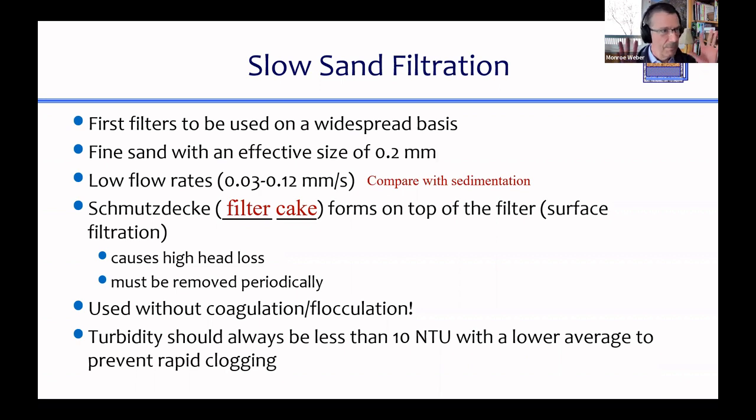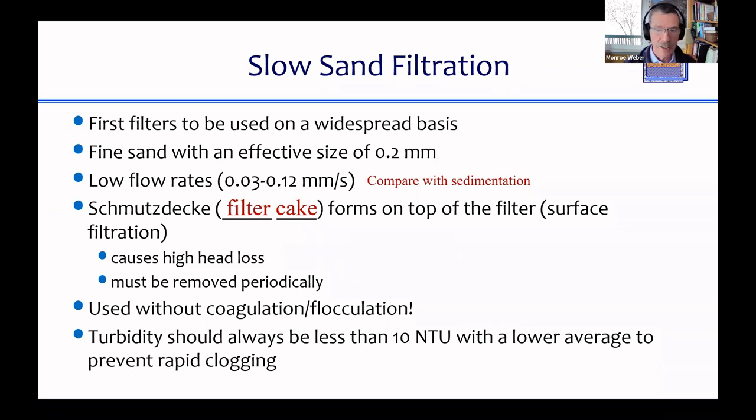And it's where most of the particles are removed. It causes a lot of head loss. When the pressure drop through the filter, or the water level difference between the water on top of the filter versus what's coming out the bottom, is too great, then you have to drain the filter and send workers out to actually shovel off this Schmutzdeck and a little bit of sand.